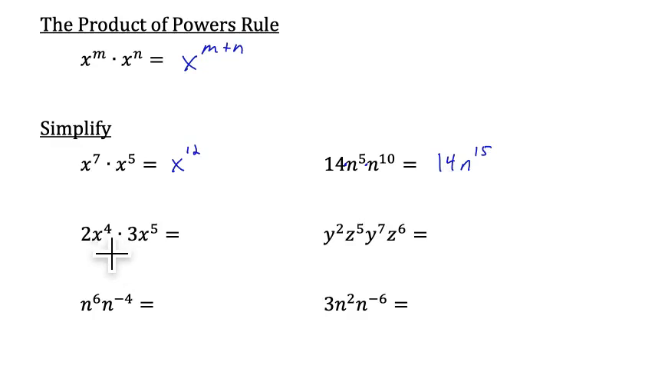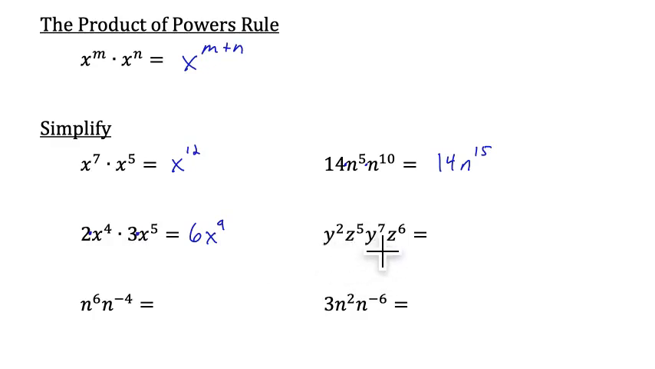So here we have 2x to the fourth power times 3x to the fifth power. Now 2x to the fourth power really means 2 times x to the fourth power. This is really 3 times x to the fifth power. Now when it's all multiplication, like this expression is, we can do the multiplication in any order we want. So we're going to multiply the regular numbers. 2 times 3 is 6. And then x to the fourth times x to the fifth, we use the product of powers rule. And we add the exponents. So we multiplied 2 times 3 and then used the exponent rule.